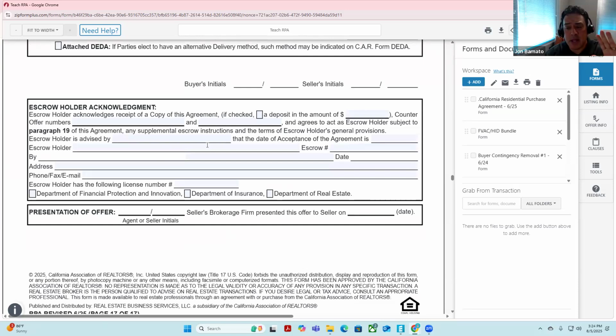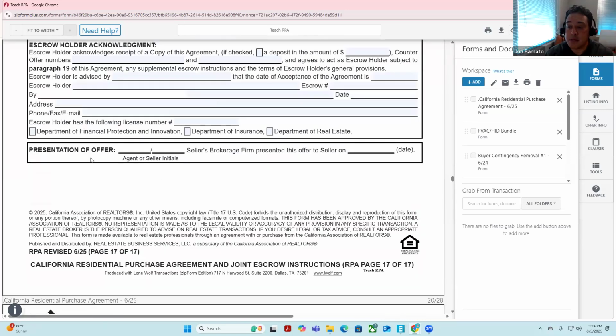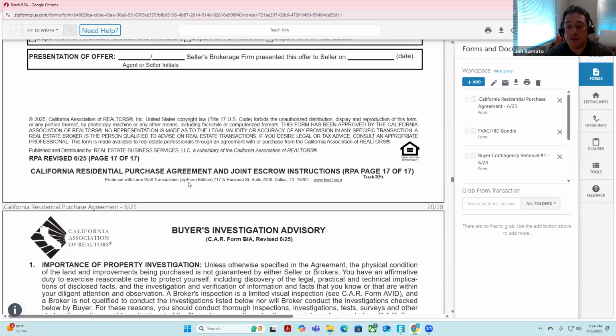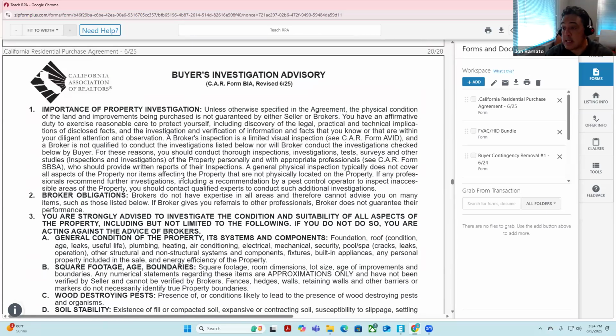Escrow holder acknowledgement is typically when the escrow provides that. You don't have to worry about that. Presentation of offer. Are we good with those forms? Okay. Just additional forms here in the last six minutes.